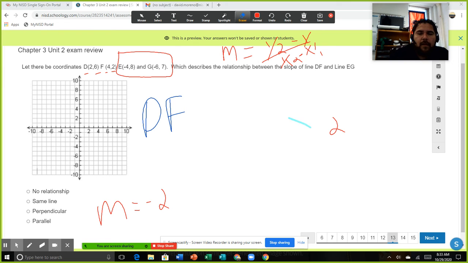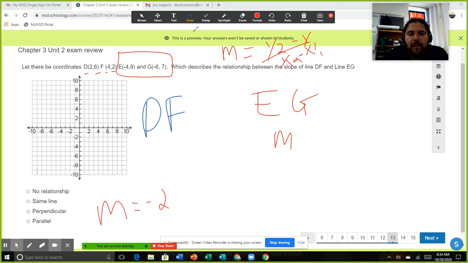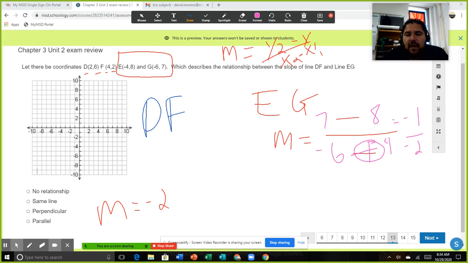Okay. Now let's find the slope of EG. So here we have EG. Again, we're going to do the same formula. M equals divide. Label your points. x1, y1, x2, y2. We have 7 minus 8 over negative 6 minus negative 4. 7 minus 8 is negative 1. We have to do a change here because we're subtracting a negative. Negative 6 plus 4 is negative 2. Negative 1 over negative 2 gives me a positive 1 over 2. So the slope of EG is 1 over 2.